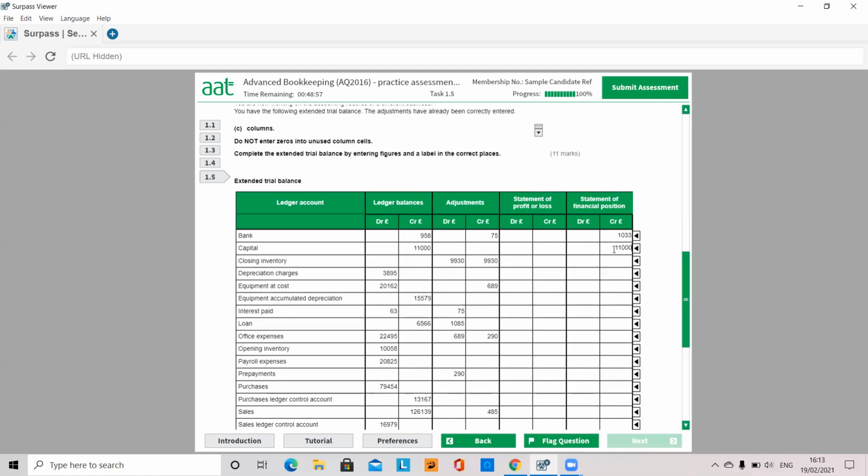We've now got our closing inventory. So closing inventory, we've got stock. Our closing inventory is the figure that goes in our statement of financial position under our current assets. So we know that that is a debit. So we're going to put that as a debit in relation to our current assets. So 9930, current asset. But then in our profit and loss account, it goes on the credit side because it's a cost of sale, isn't it? Opening stock plus purchases minus closing stock. So that goes on the credit side for the statement of profit or loss.